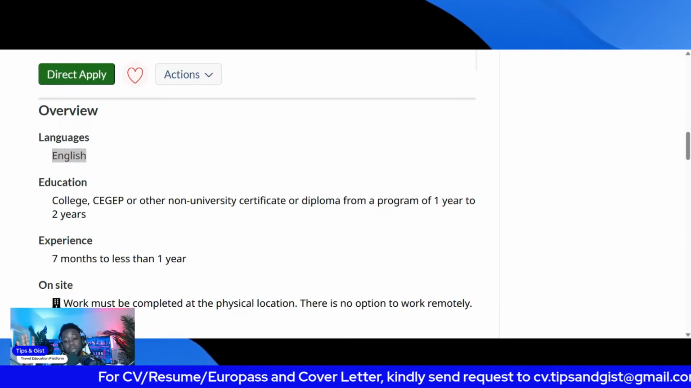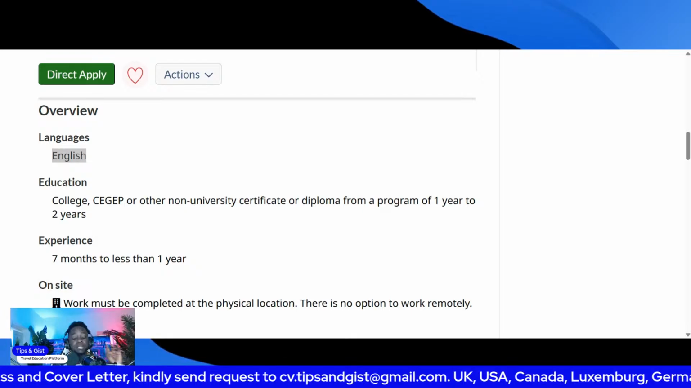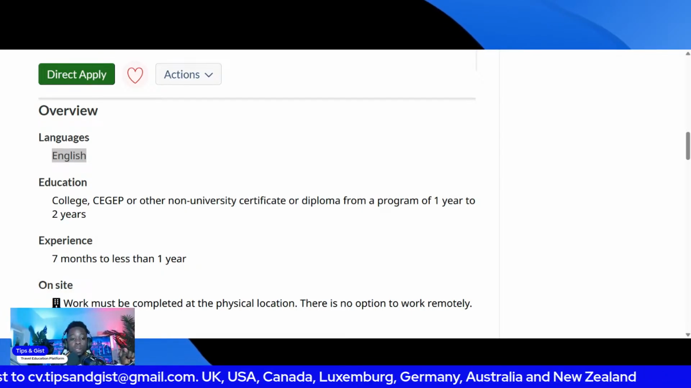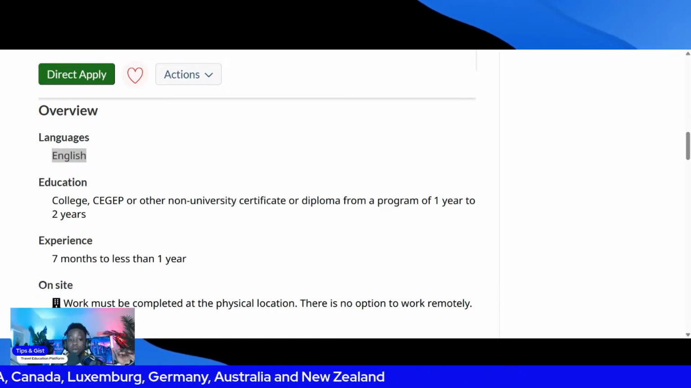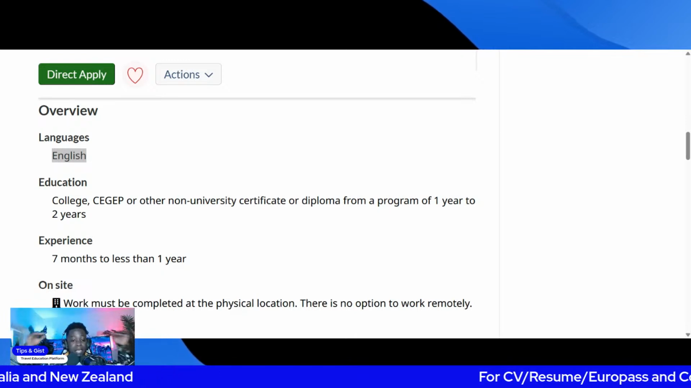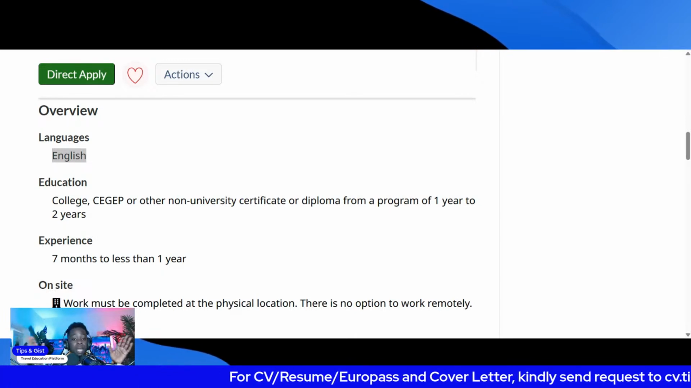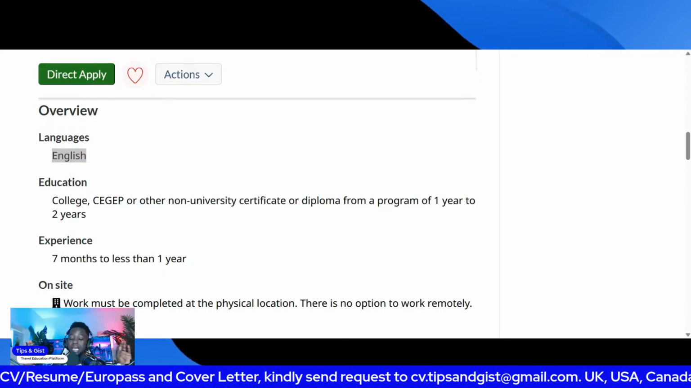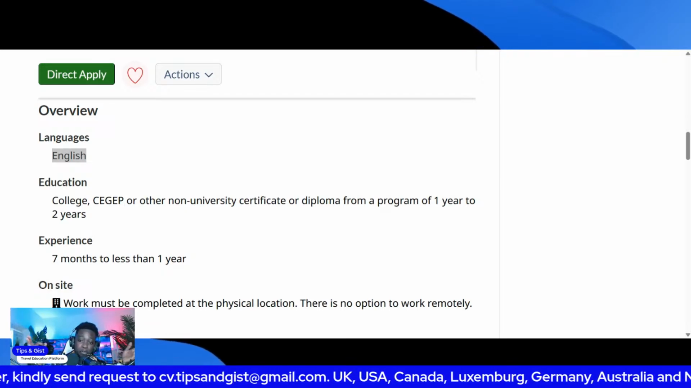If not, then you have to stop and look at other opportunities abroad. Now, this particular employer needs somebody from a college and not secondary school. There are certain employers who will tell you that after the English, they also have an education requirement. So the first one is English, or the language requirement, and the second requirement is education. This particular employer is looking for somebody from a college. Other employers will ask for somebody from secondary school.